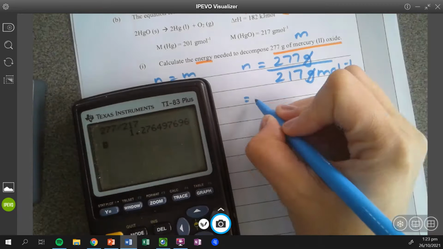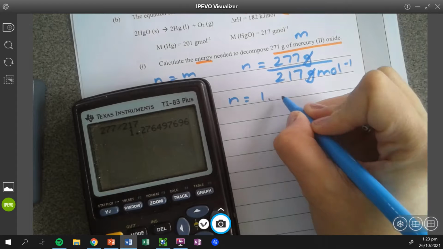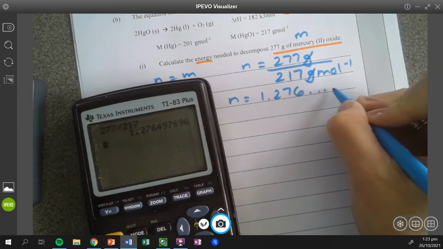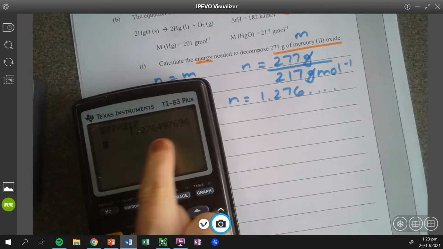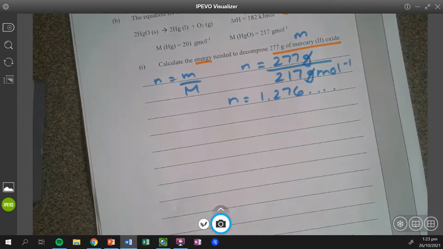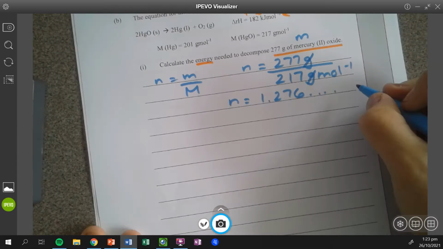All right, so my mole value is 1.276. I'm just going to do dot, dot, dot, but I'm going to use the unrounded number in my actual calculation because the rounding could slightly change my answer. Are you okay with that so far? And that's now my moles.